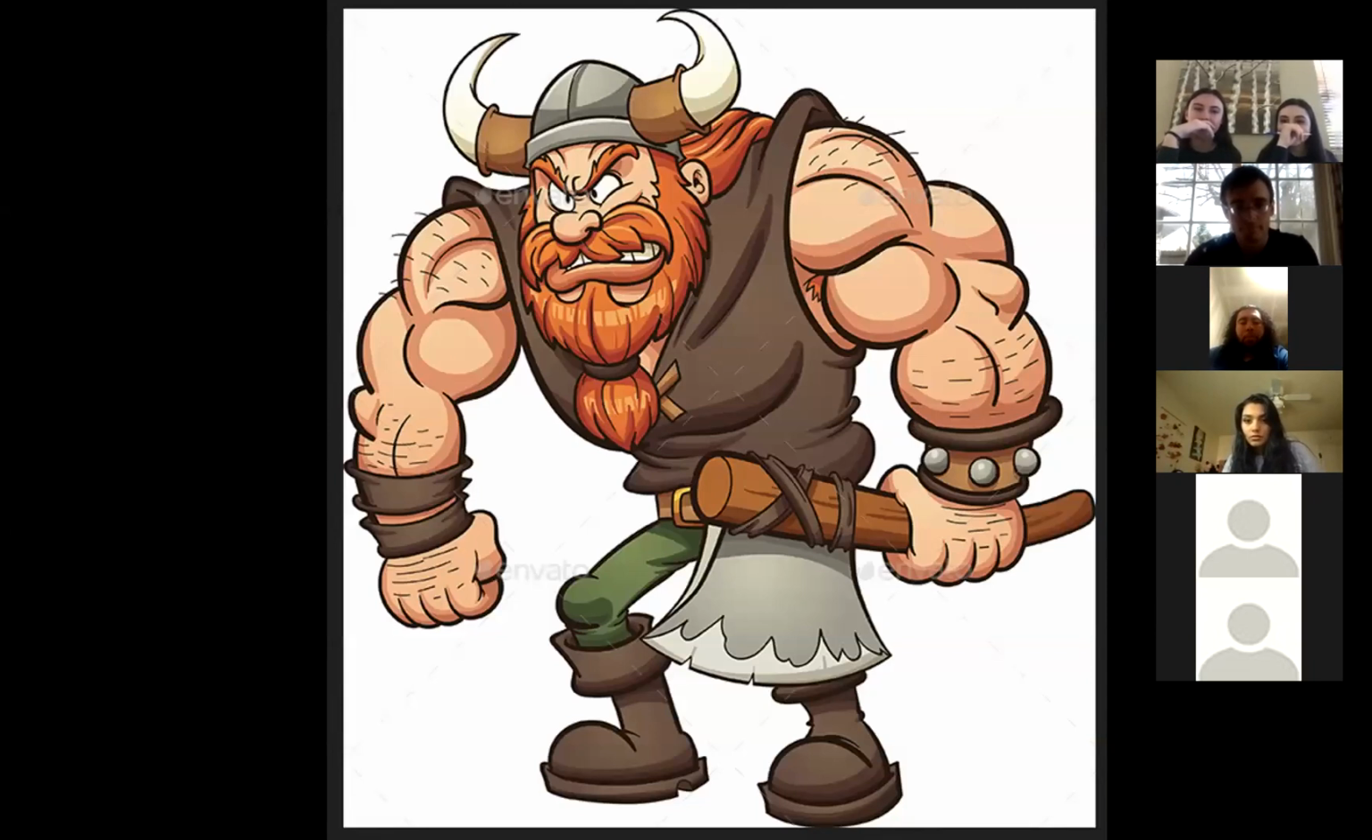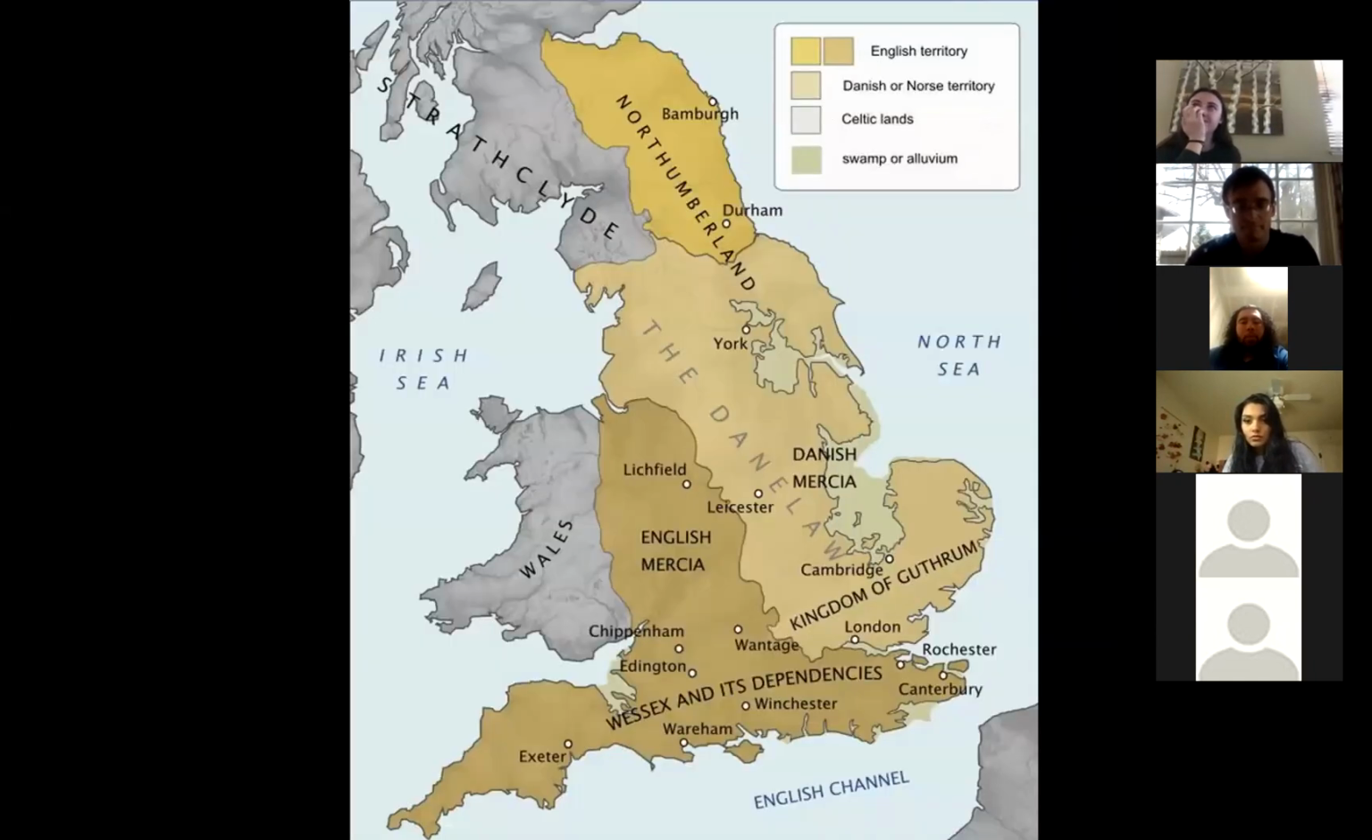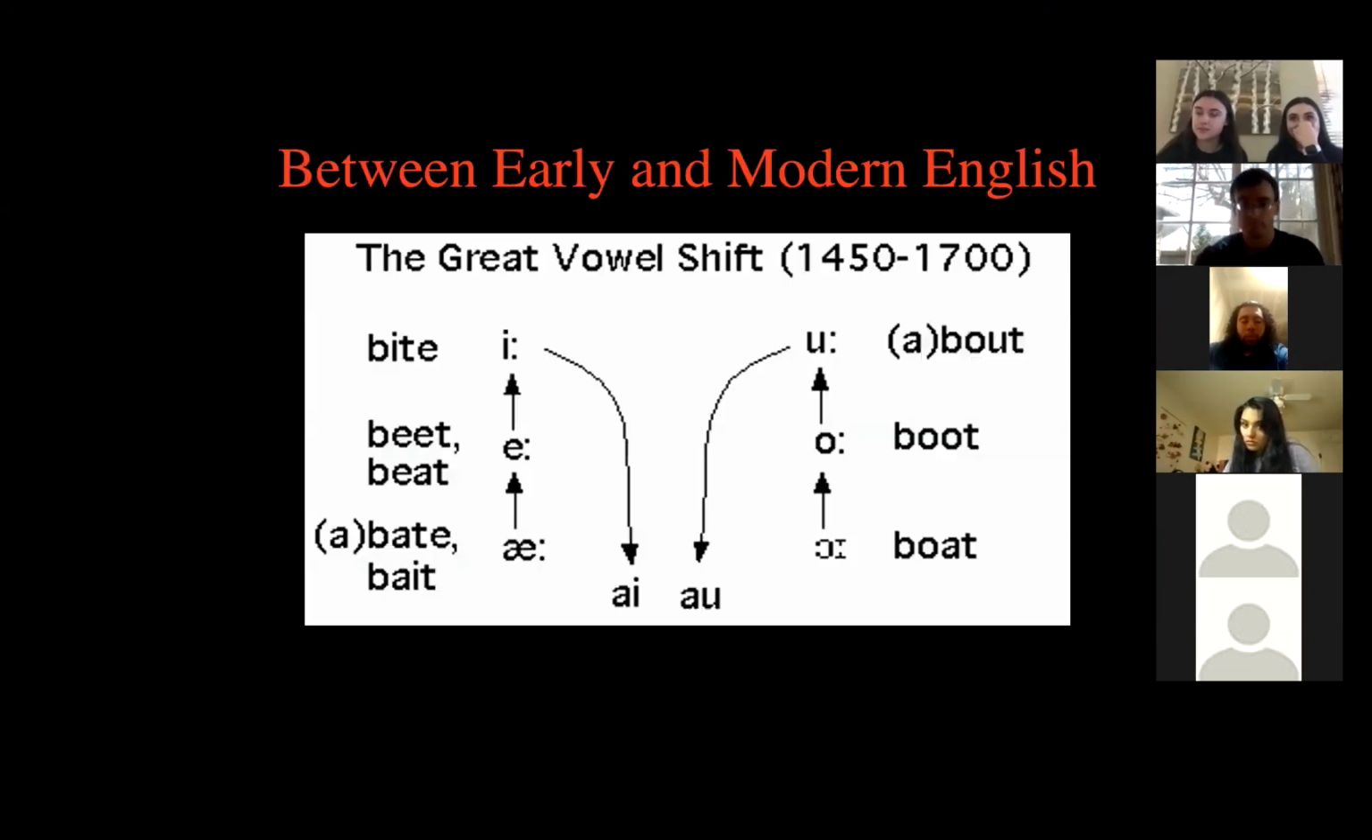So yes, the Vikings. The invasion of the Vikings contributed a lot to the evolution of Middle English. If we look at the map of where England was at the time the Vikings invaded, you can see many different kingdoms that had slightly different languages, where they were speaking different versions of English. And the Vikings start taking over in the north, and then they incorporate and intermarry and so on. It wasn't just always a brutal invasion.